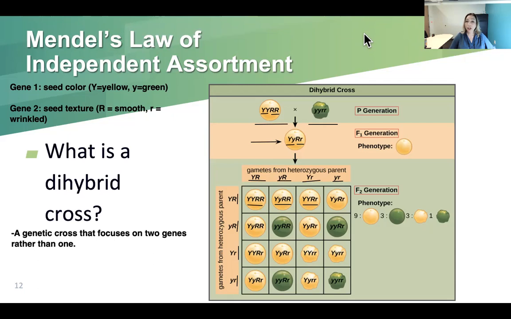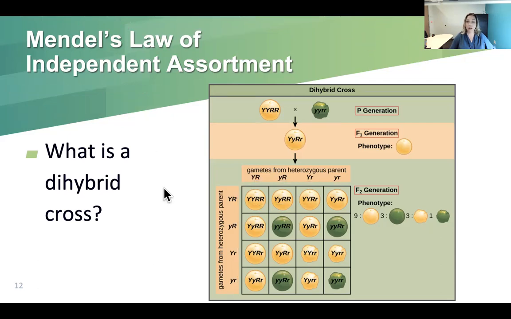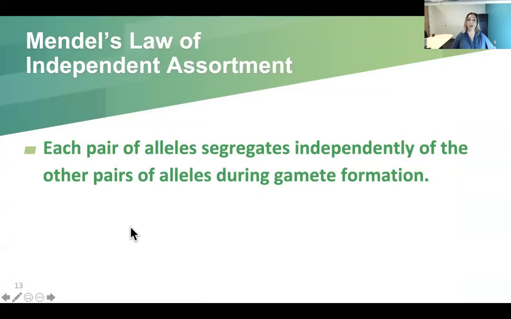So now let's look at Mendel's law of independent assortment. So basically, Mendel figured out that each pair of alleles segregates or separates independently of other pairs of alleles during gamete formation. So let me show you what that means. Basically, he is just referring to crossing over. So let's look at a homologous pair of chromosomes here.